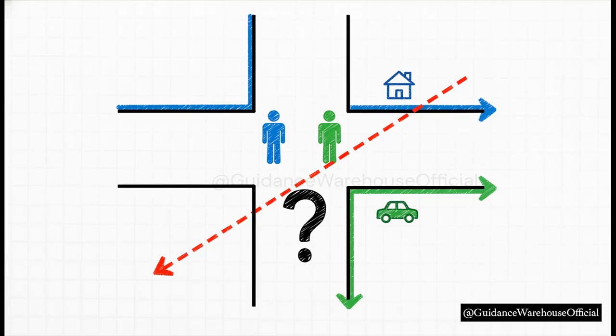You've got Anna and Emmanuel. They start at the exact same corner, and then they walk in perpendicular directions. So Anna heads east at a constant speed, and Emmanuel heads south at a constant speed. The question is, how can we model the distance that's growing between them?